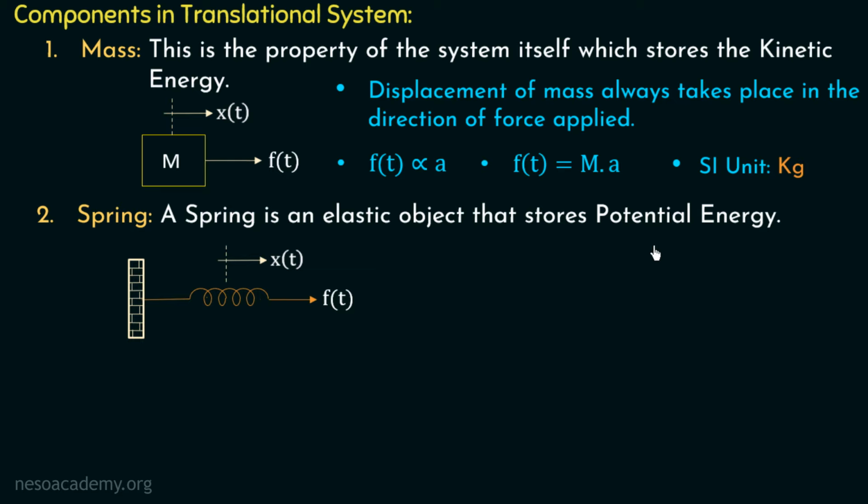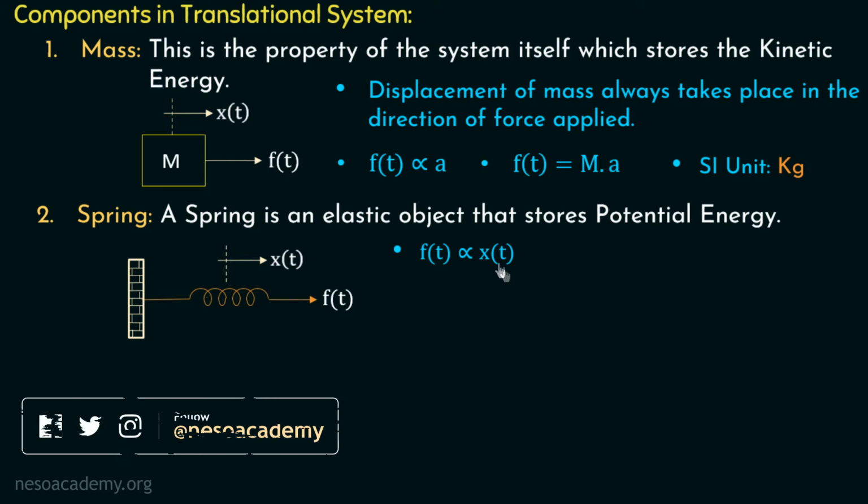Now we know that if we try to elongate this spring, it will try to regain its original position due to the presence of potential energy stored inside the spring. So what will happen? Yes, the spring will apply a force opposite to the direction of F of t in order to regain its original position. And that force is directly proportional to the displacement caused due to this force. And hence we can say that F of t is proportional to x of t. Now, if we remove this proportionality, we can write F of t equal to k multiplied with x of t, where k is the spring constant.